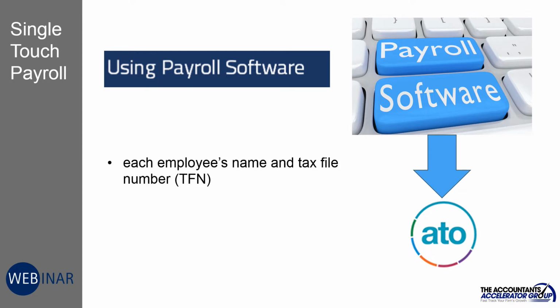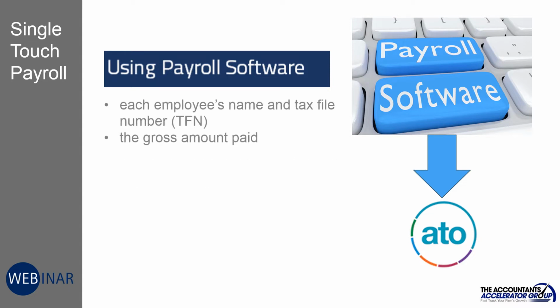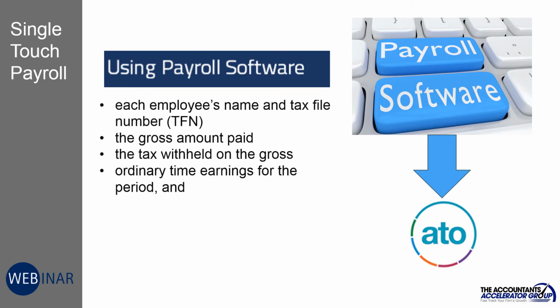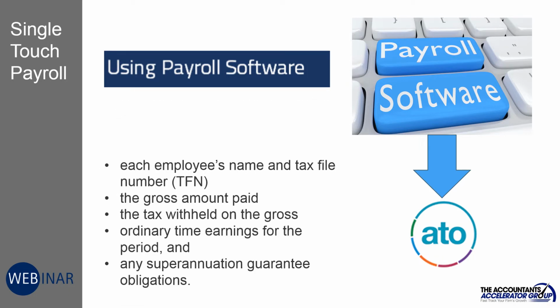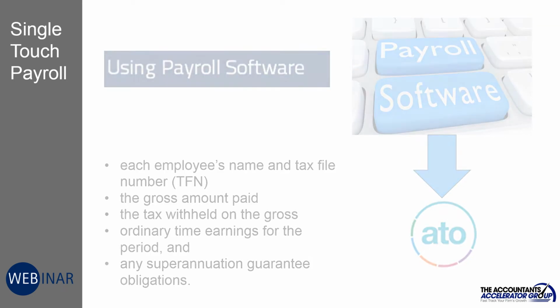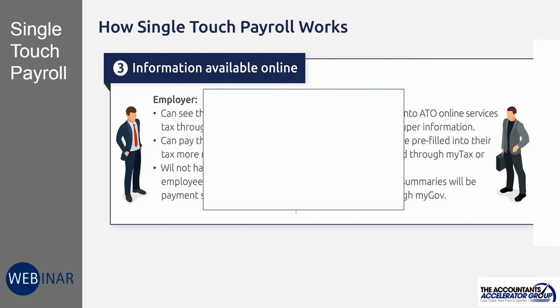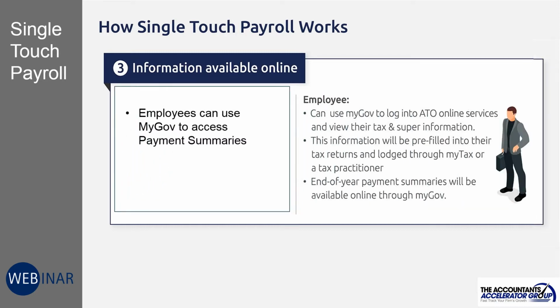Information such as each employee's name and tax file number, the gross amount paid, the tax withheld on the gross, ordinary time earnings for the period, and any superannuation guarantee obligations. By reporting through Single Touch Payroll, employers need not complete pay-as-you-go withholding activity statements throughout the year, and payment summaries will be available to employees through MyGov.